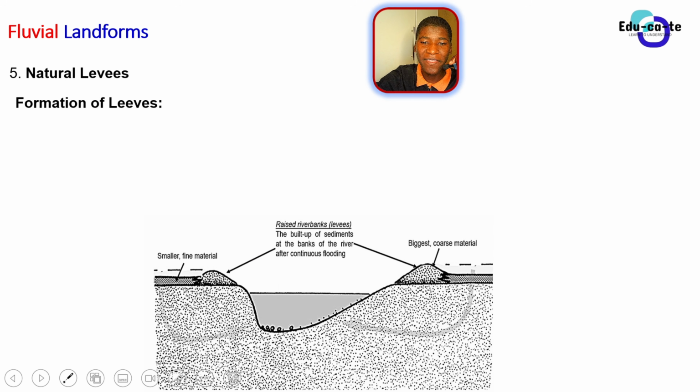The first step in the formation of these natural levees: you can just see this is a transverse profile of a river showing this landform of a natural levee. This is the river, this is the course of the river, and then this is the river bed. And then you can see that at the sides of the river we have got these raised embankments. These are the natural levees that we are talking about. This is the diagram that they usually use.